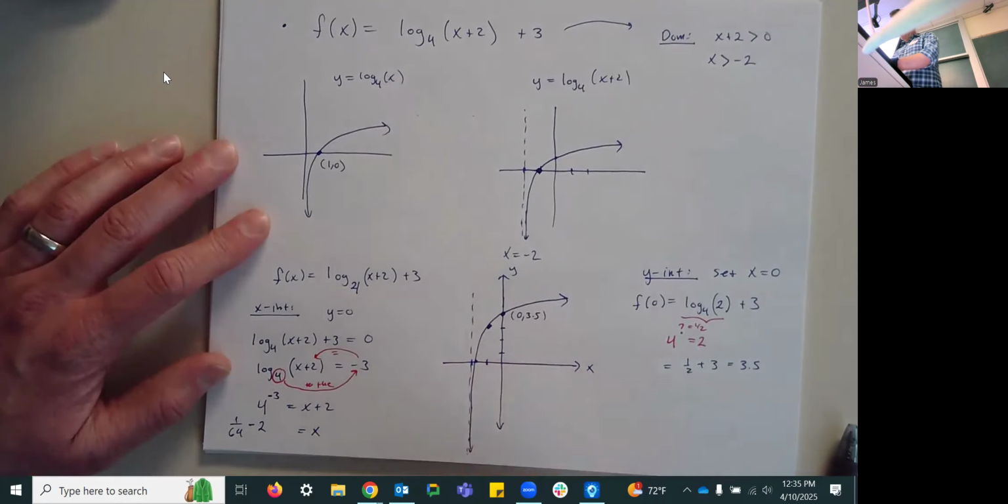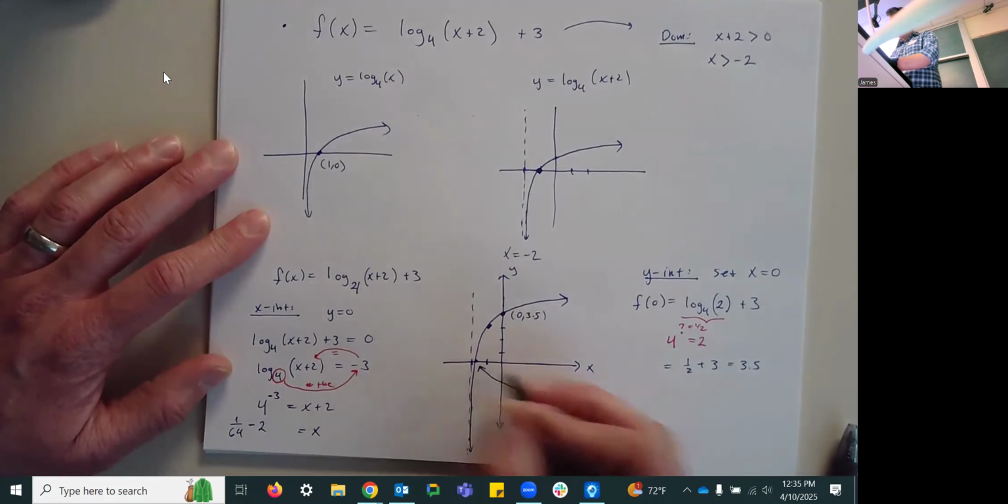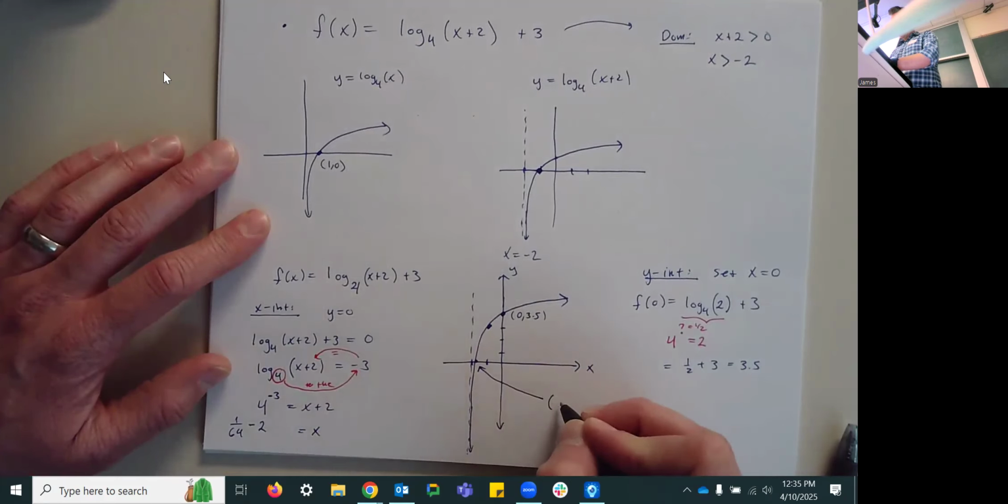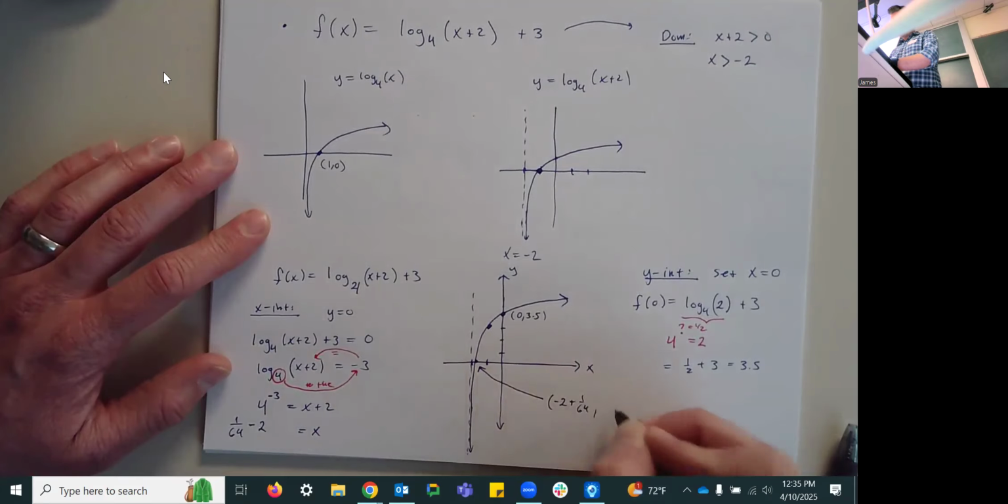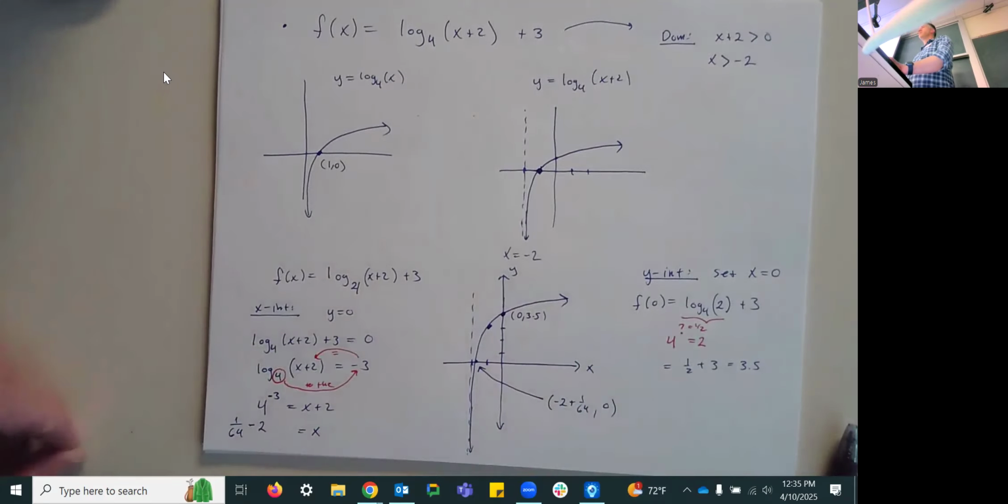So that point there, I don't want to label it right there because it's kind of close. But that point there is x equals -2 plus 1/64, and my y value is 0. So there's a not too terrible graph of a logarithmic function. It's kind of terrible.